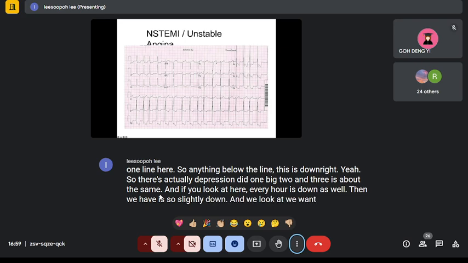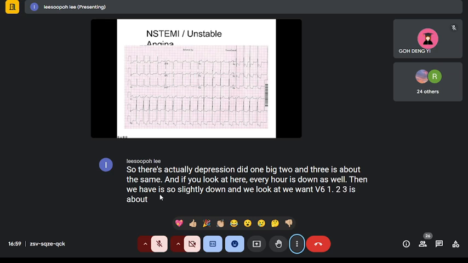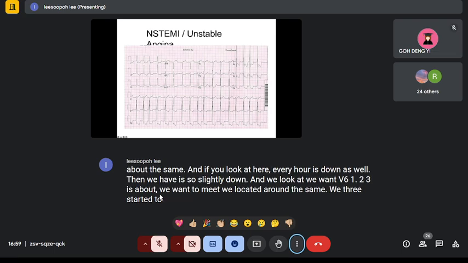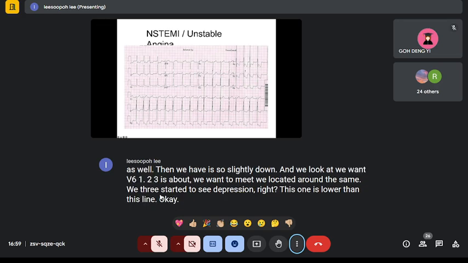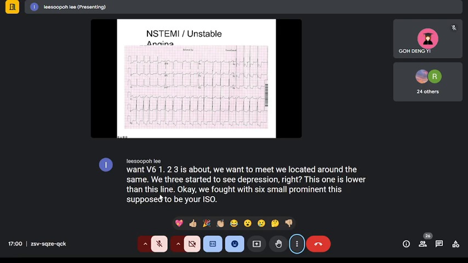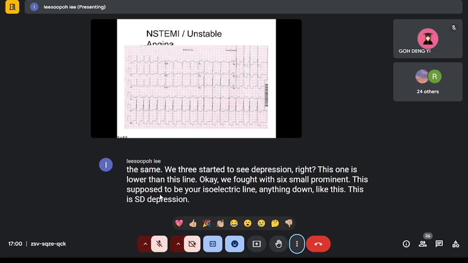And we look at V1 to V6. V1 and V2 look about the same. V3, you start to see depression, right? This one is lower than this line. V4 to V6 is more prominent. This is supposed to be your isoelectric line. Anything down like this is ST depression.